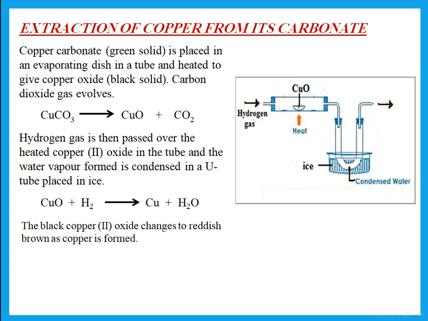So we said this is a redox reaction. The copper oxide in the evaporating dish becomes copper, and that means it becomes a reddish brown solid, and the water that is formed will pass through the U-tube that is in ice, so it will condense to form liquid water in that U-tube. Any excess gases are allowed to escape from the other end of the U-tube. So this is one method in which we have changed the copper carbonate to copper oxide, and then the copper oxide to copper, and we end up with copper in that evaporating dish.